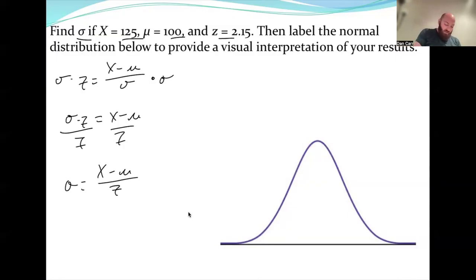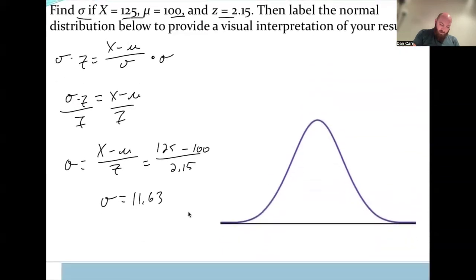All right. So in this case, I'm going to do x is 125 minus the mean of 100 divided by 2.15. When I do that, that's going to come out to 11.63.